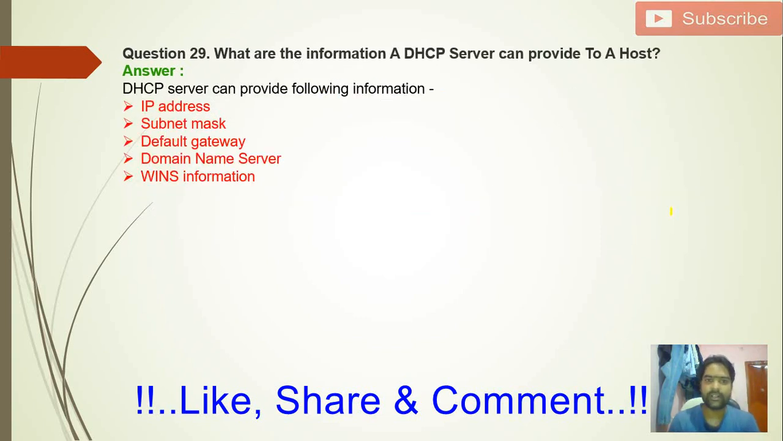Next question, what is the information a DHCP server can provide to a host? So now if that DHCP server is providing an IP address to your client, what all information will the DHCP server be giving? The IP address is one, second one is subnet mask, default gateway, domain name server, and WINS information. So these are the information that will be given to that particular client from the DHCP server.